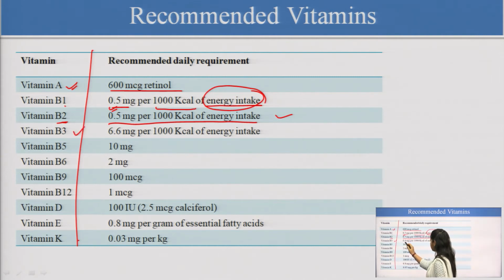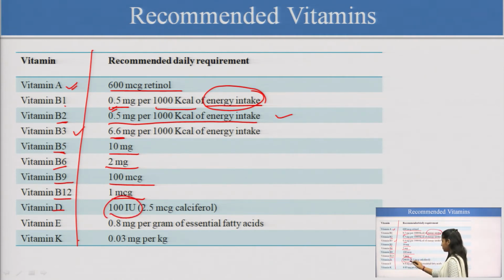Vitamin B3, you can see it is nearly 6.6 mg. Whereas vitamin B5 is 10 mg. Vitamin B6 daily requirement is 2 mg, B9 is 100 mcg, B12 is 1 mcg. Vitamin D we require in IU, international units, which is equivalent to 2.5 micrograms of calciferol. Then vitamin E is required at 0.8 mg and vitamin K is required at 0.03 mg per kg.